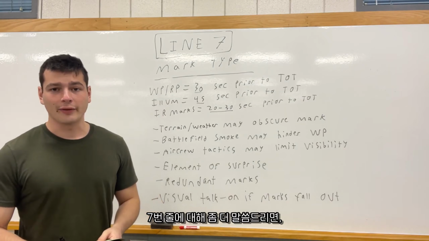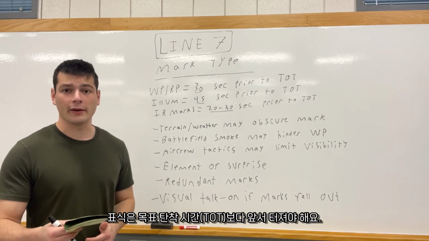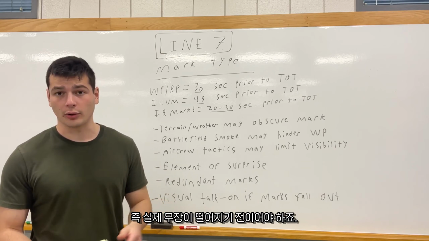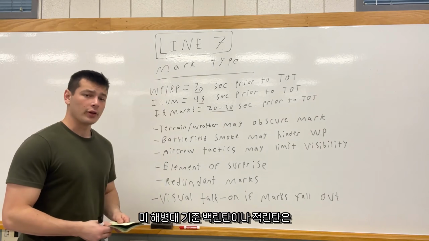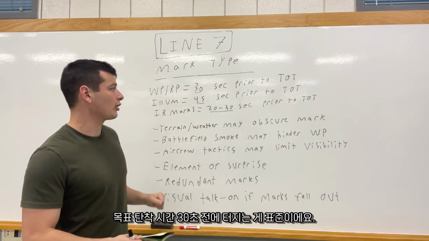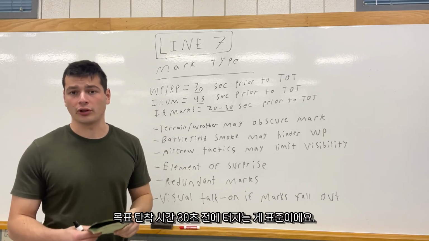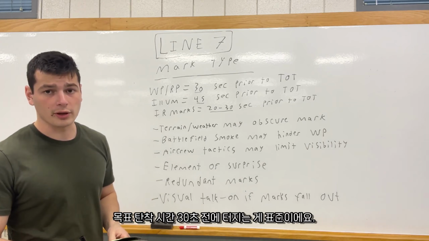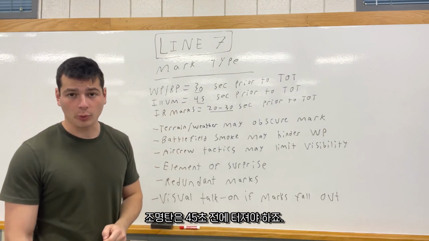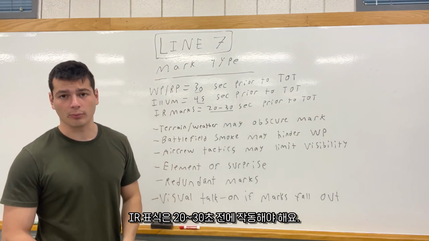Some more about line 7. So the USMC standards for when your mark should hit prior to the time on target, meaning prior to when the ordnance is actually going to hit the target. Again, for the USMC, for white phosphorus or red phosphorus, the standard is 30 seconds prior to TOT, meaning that white phosphorus or red phosphorus is bursting 30 seconds prior to the aircraft's time on target. For illumination, the standard is 45 seconds prior. And for infrared marks, the standard is 20 to 30 seconds prior.